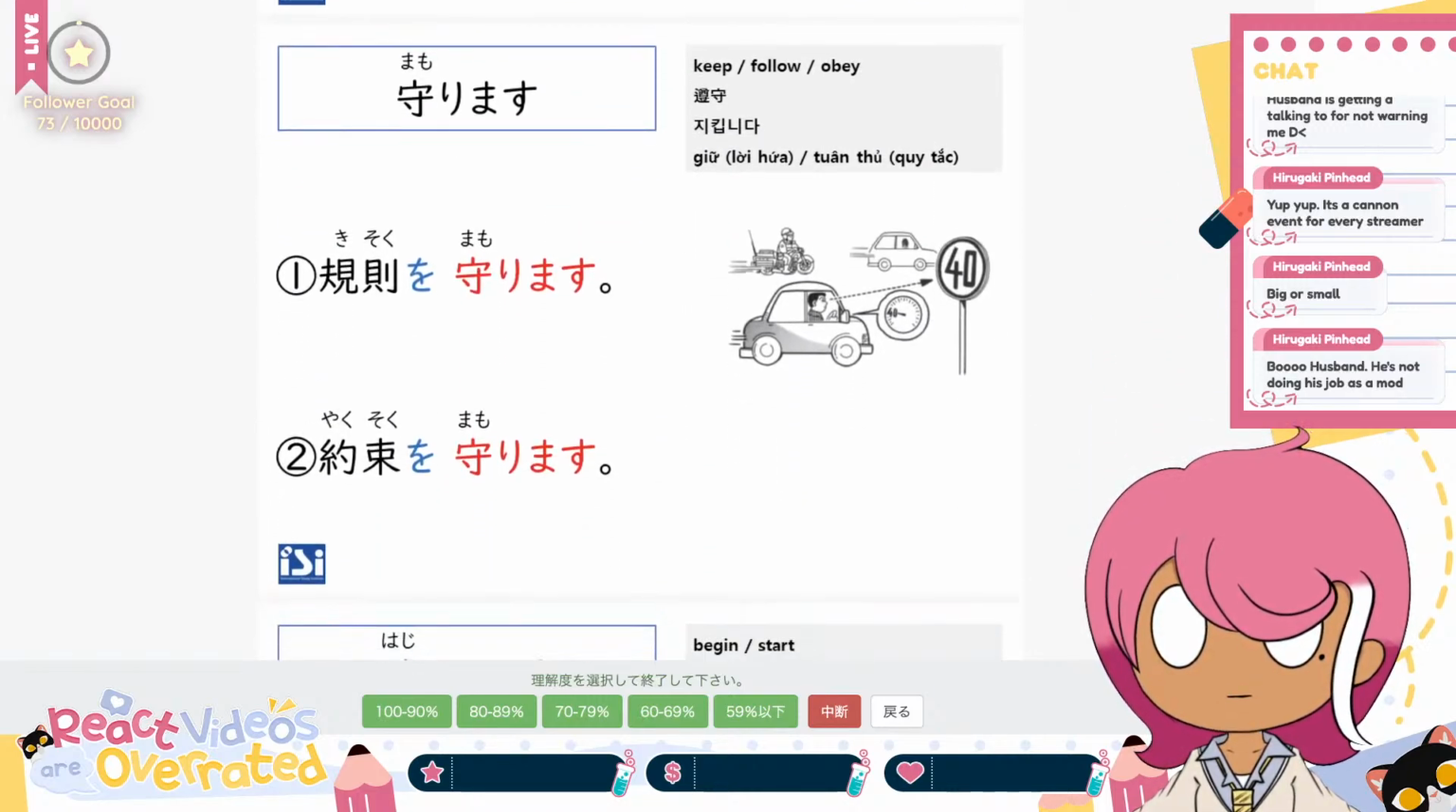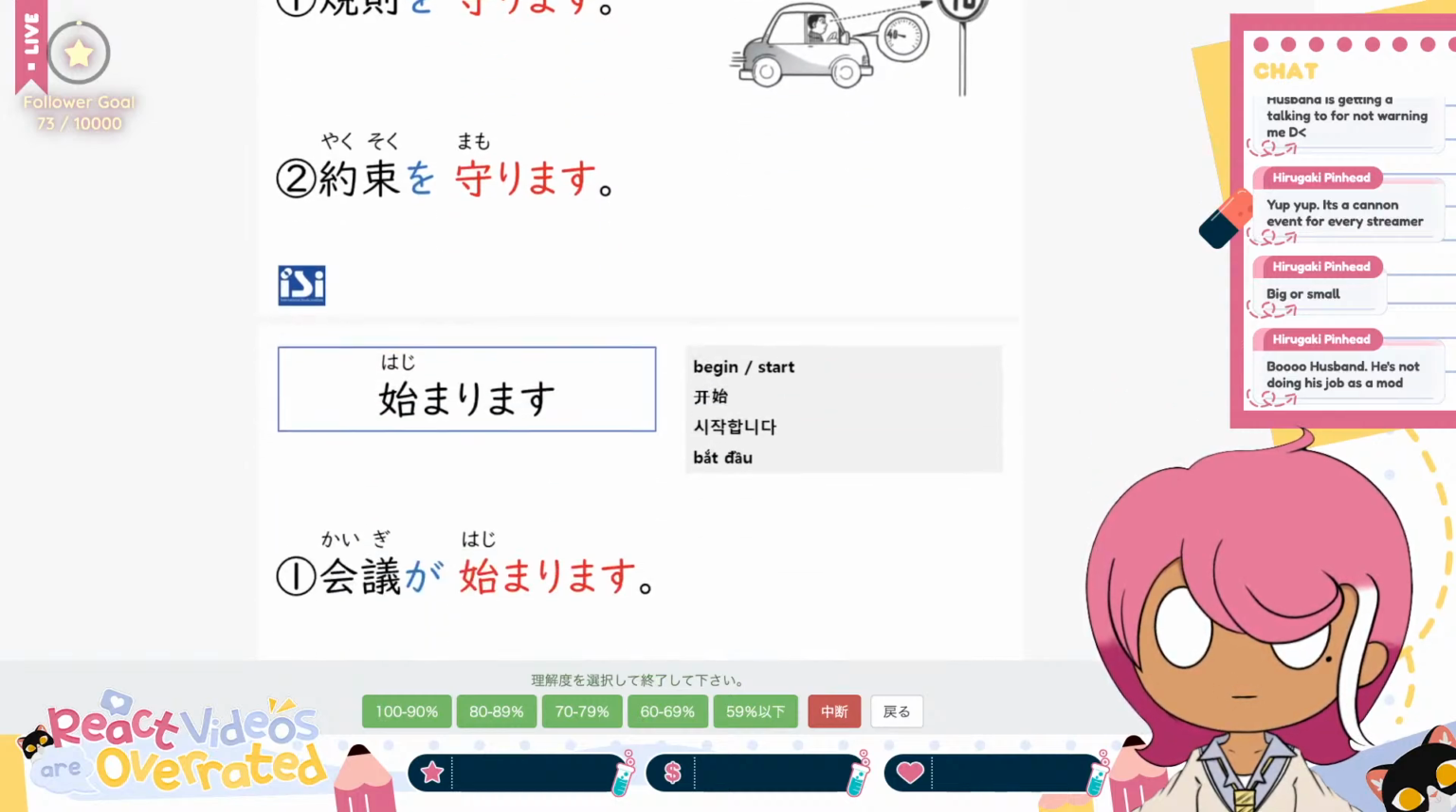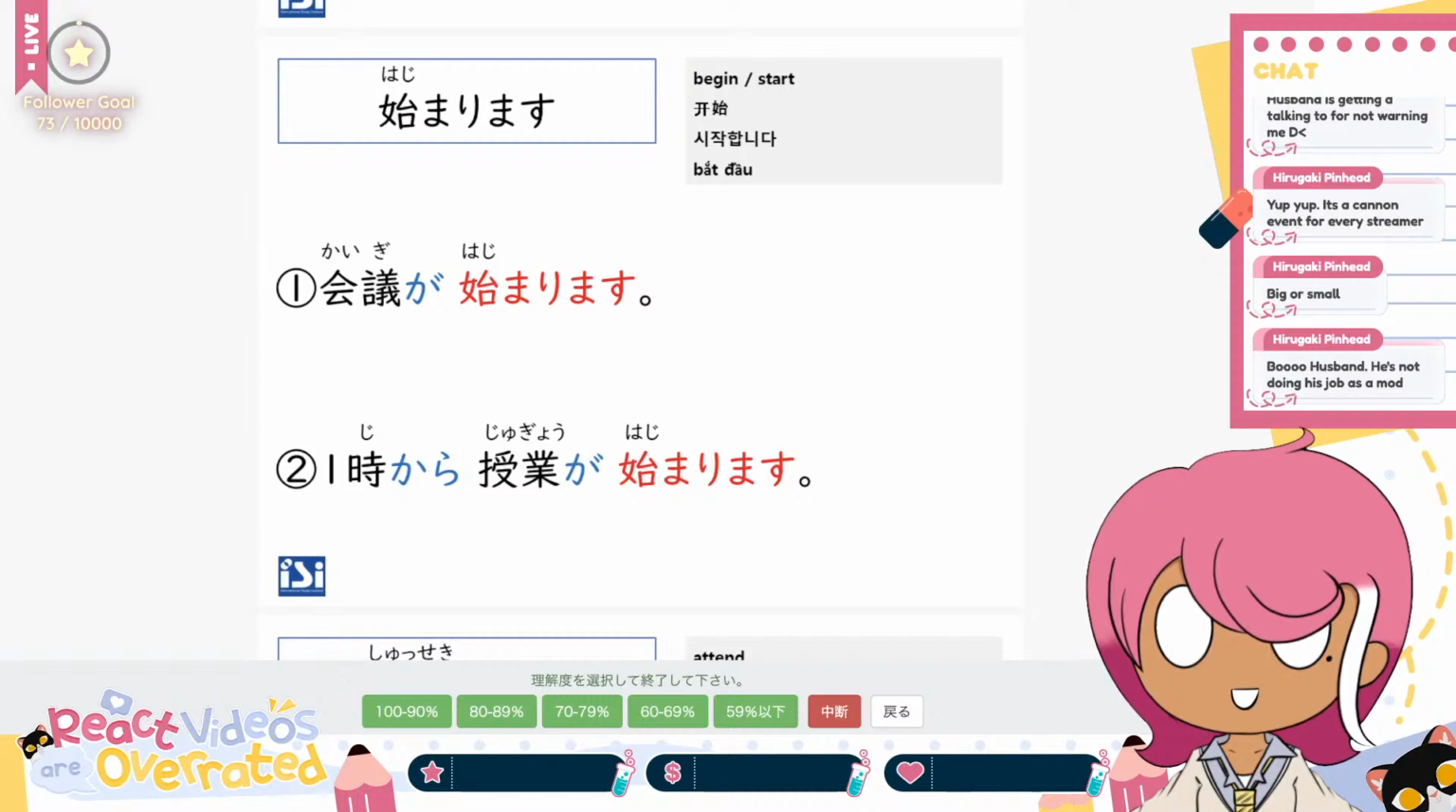守ります, keep, follow, obey. 規則を守ります. I'm going to assume 規則 is speed limit, because usually this first one is the illustration. Then 約束を守ります, so to keep a promise. 始まります, begin and start.